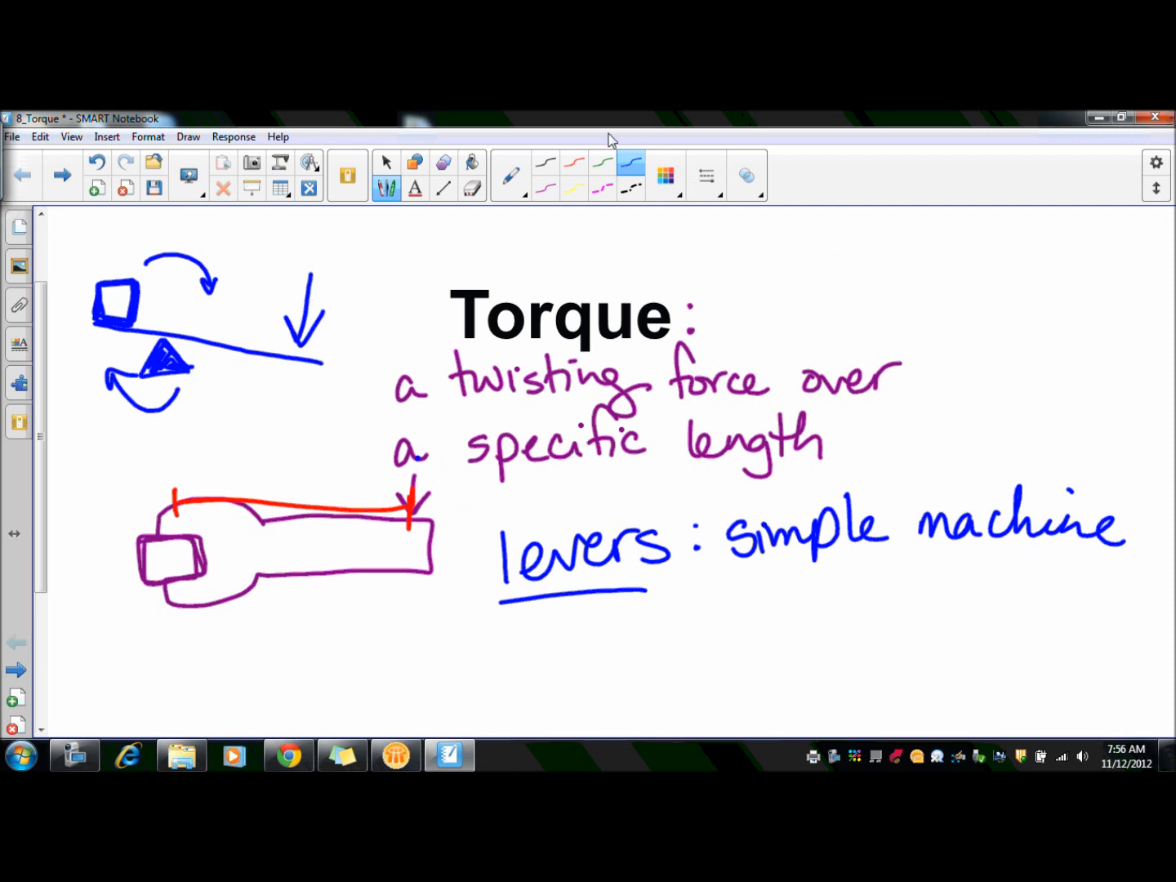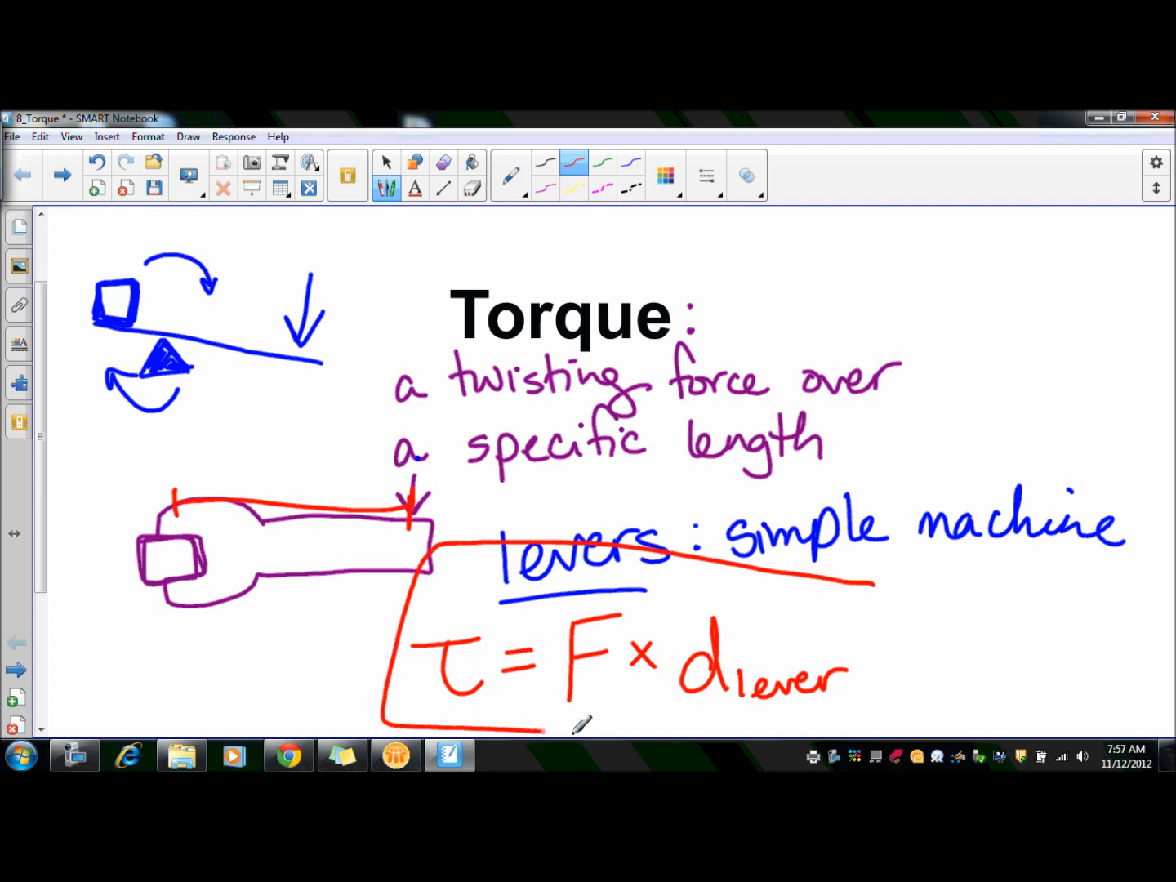So for torque, the equation for torque is tau, which is just a little t with like a little tail on the end, so capital T with a tail, equals force, right, because it's a twisting force, times the distance, because it's a length, of the lever. So torque is the force applied times the distance along the lever, or the length of the lever. So this is our equation we're going to be using.